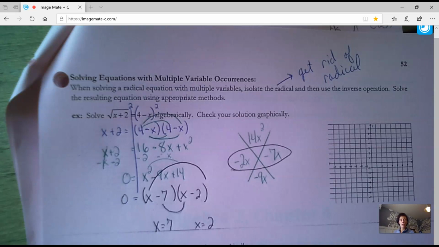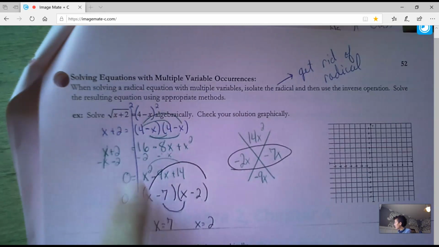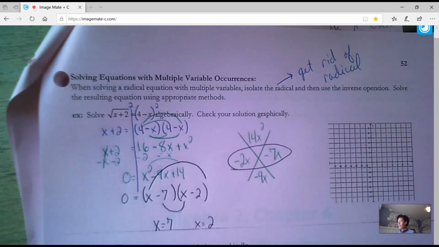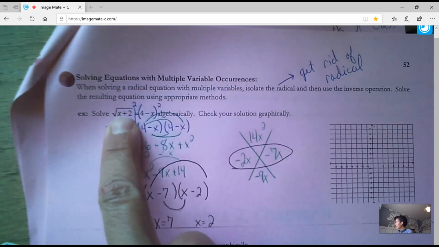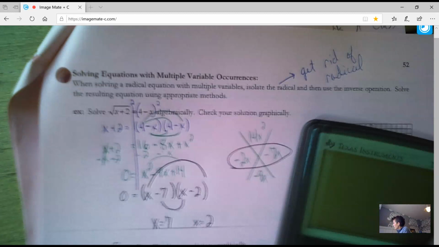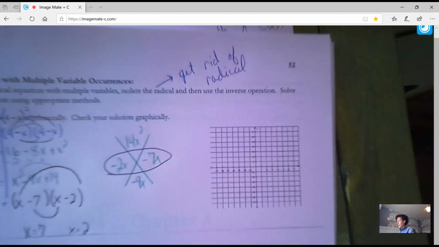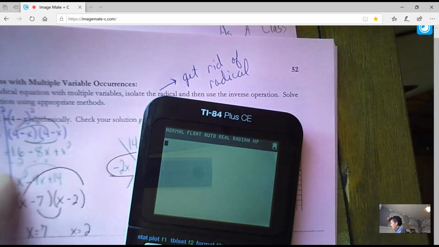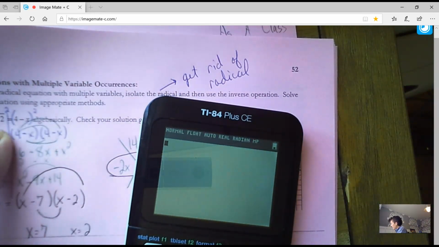So what I want to do now is see, are these the answers? Again, there are two ways you can do it. One is you can put 7 in the left side, 7 in the right side, and see if they meet. The other way is you put 2 in, and you get the left side to equal the right side. So that's what I'm going to try. Well, yeah, let's go ahead and try that. So let me get a different calculator.